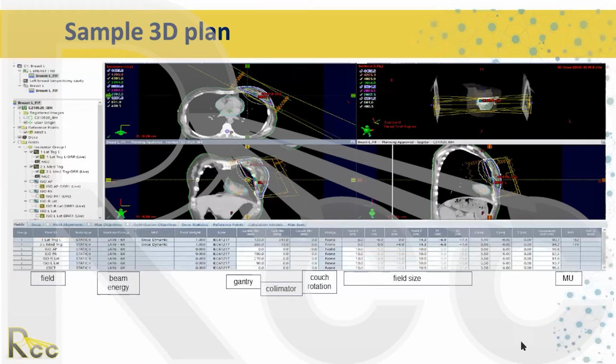And bolus, you always want to make sure you confirm the bolus and that you're putting it on and removing it at the correct time.